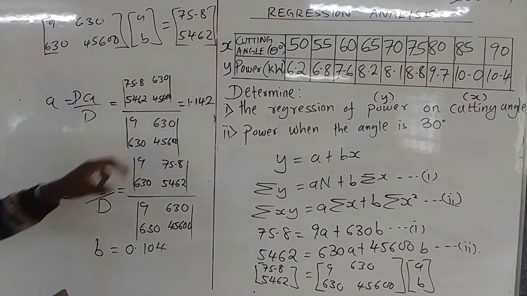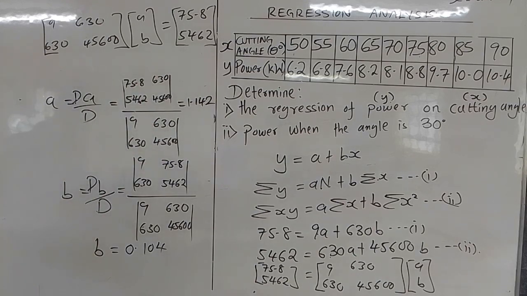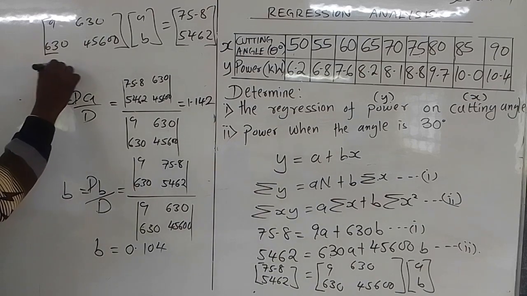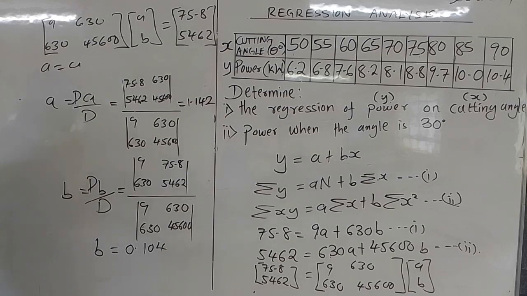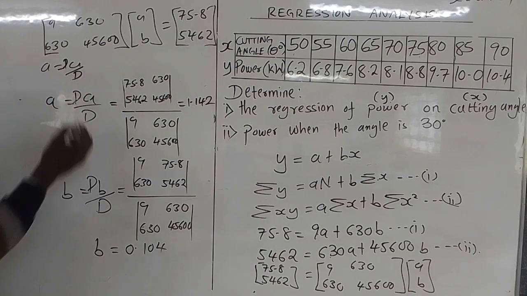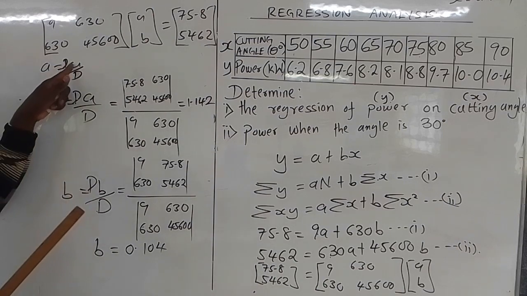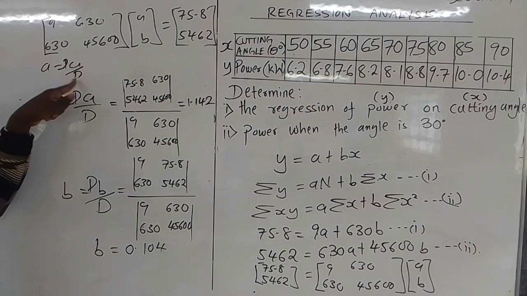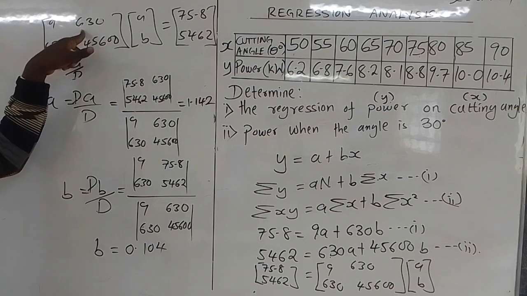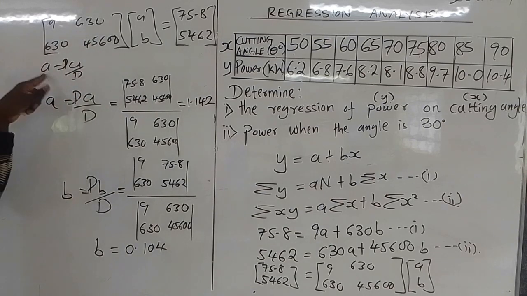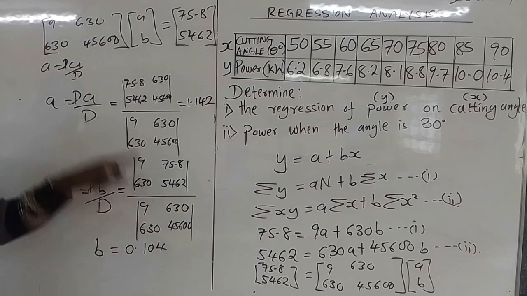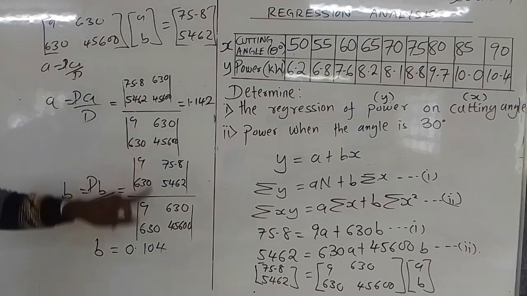Here, what we are saying, when you want to get the value of A, you just say A is equals to A, of course, isn't it? A equals D of A over D. This D is the determinant of the coefficient matrix. So whether you are looking for A or B, the coefficient matrix, this one you had here, is there in the denominator.